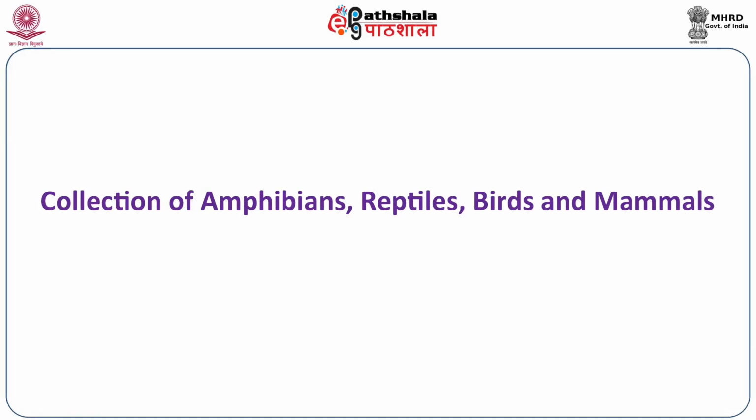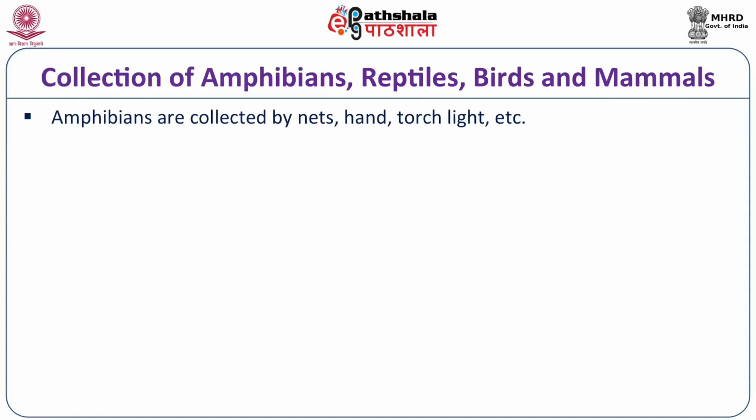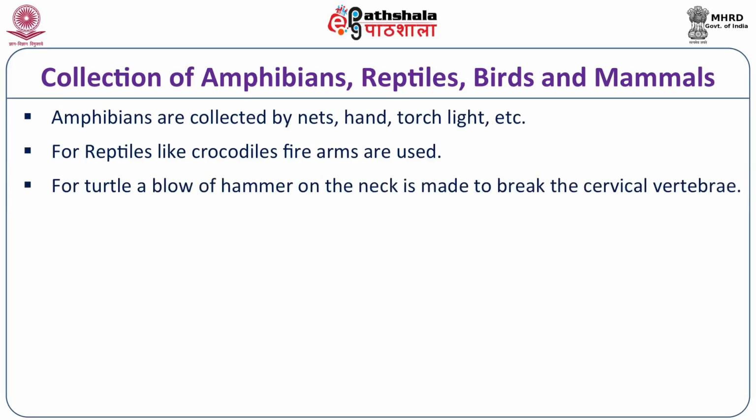Amphibians, reptiles, birds and mammals form a major part of the animal kingdom, and for the collection of amphibians we use nets, hands, torchlight, etc. For large reptiles like crocodiles, firearms are used. For turtles, a blow of a hammer on the neck is made to break the cervical vertebrae.